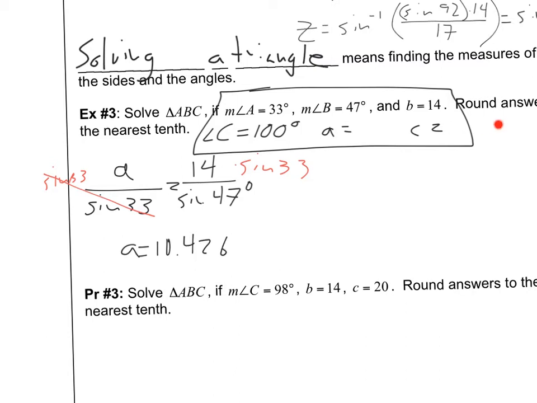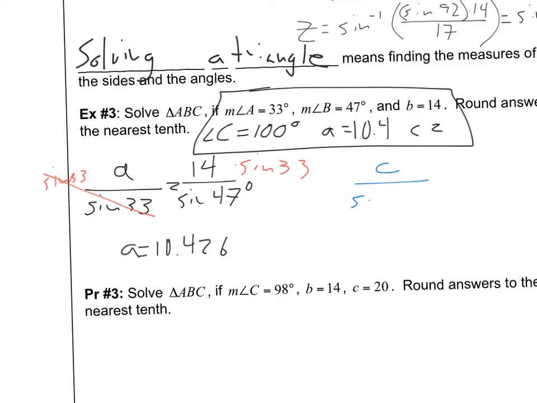What they say here, they said round your answer to the nearest tenth. So if I round to the nearest tenth, it's just 10.4. So I know A now is 10.4. I can now find C. I'm going to use pretty much the exact same setup, but I'm just going to put a C in. So let's just do it here. I'll do it in blue.